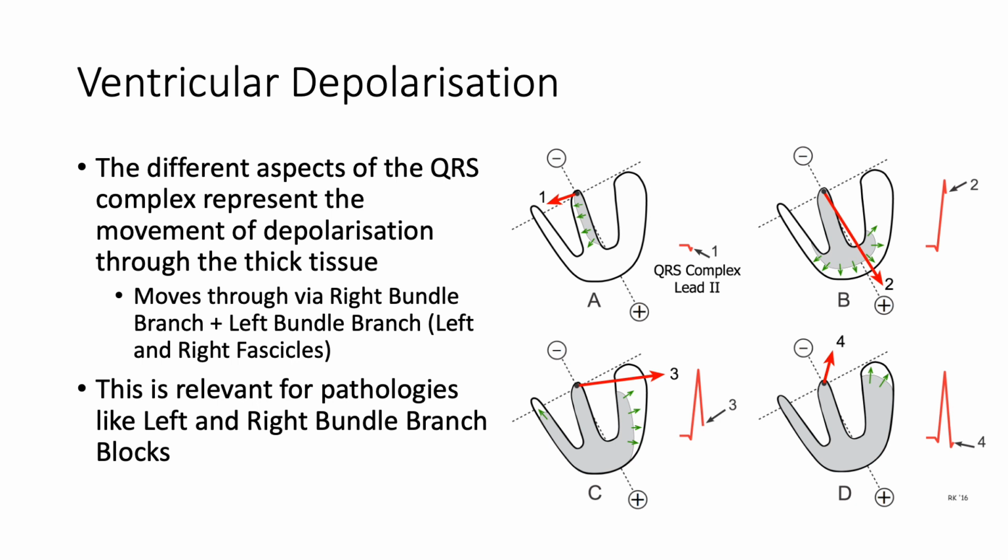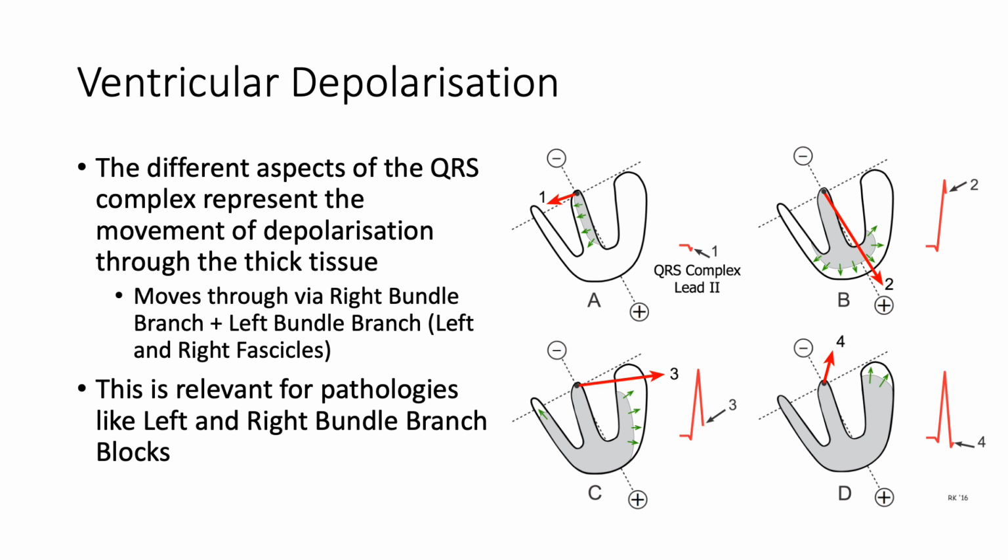And the thickness of the tissue can change this whole mechanism, and that's when we see issues with our left bundle branch blocks, right bundle branch blocks, and this here, anterior and posterior fascicles rather than left and right.